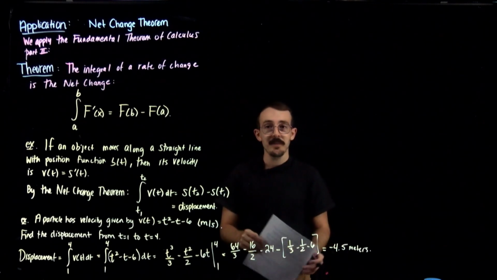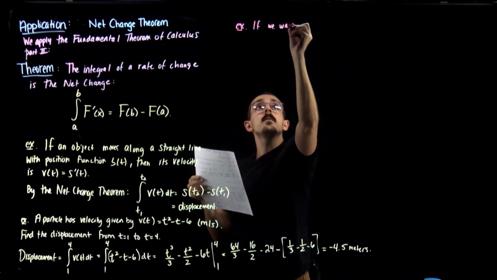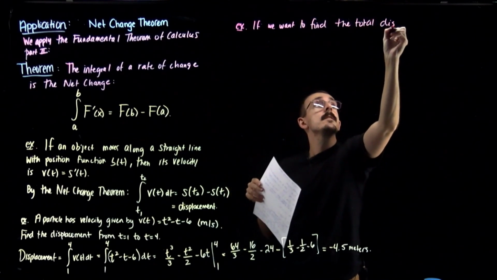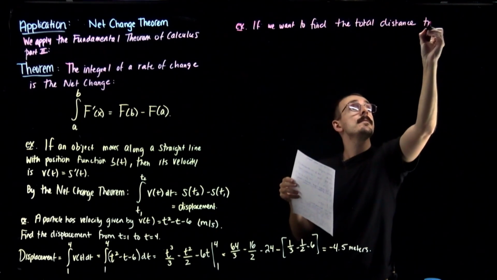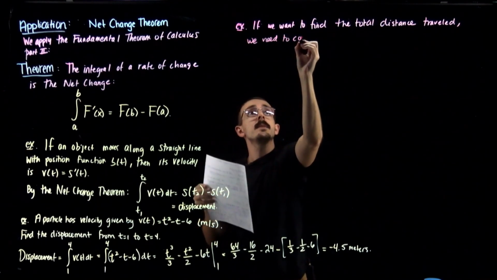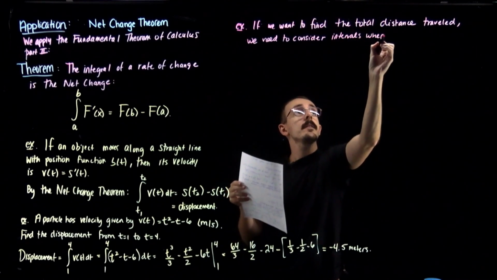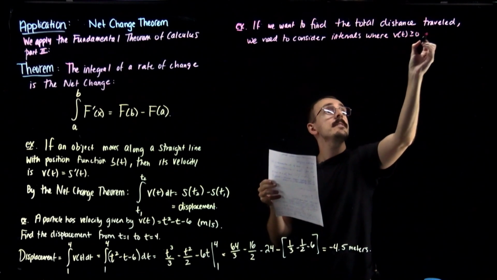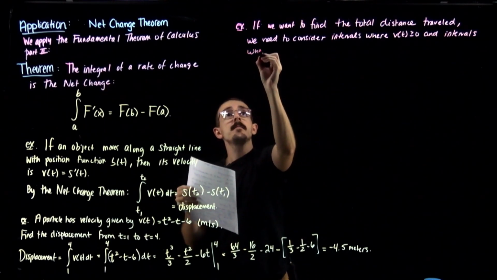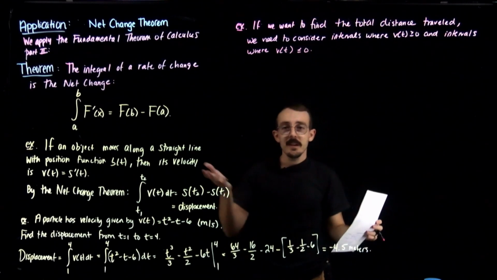Let's look at another application now using the net change theorem. So here's another example. If we want to find the total distance traveled, we need to consider intervals where the velocity is positive and intervals where the velocity is negative. So we saw this when we were calculating total distance traveled.